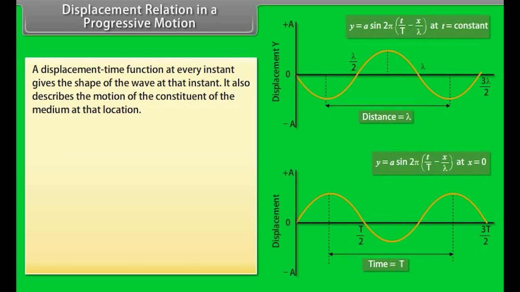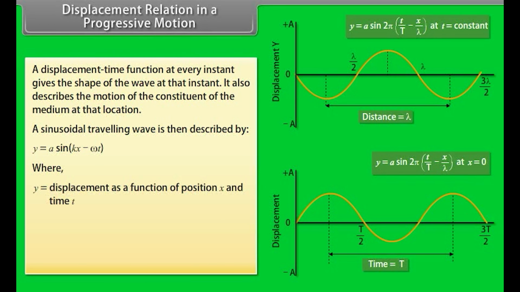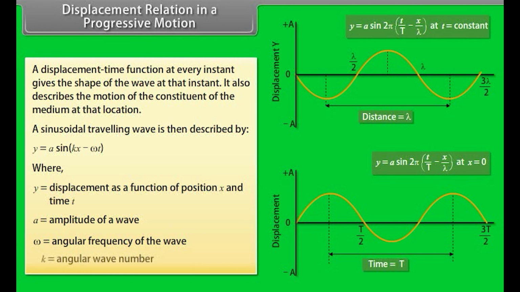Displacement relation in a progressive motion. A displacement time function at every instant gives the shape of the wave at that instant. It also describes the motion of the constituent of the medium at that location. A sinusoidal traveling wave is then described by y = a sin(kx - ωt), where y is equal to displacement as a function of position x and time t. A is equal to amplitude of a wave. Omega is equal to angular frequency of the wave. K is equal to angular wave number.